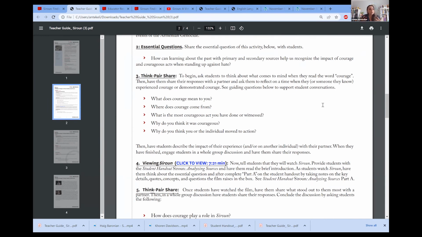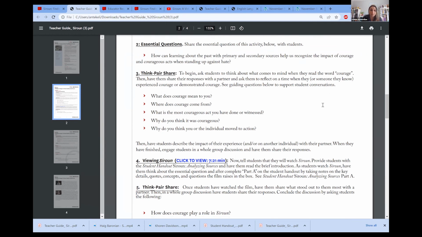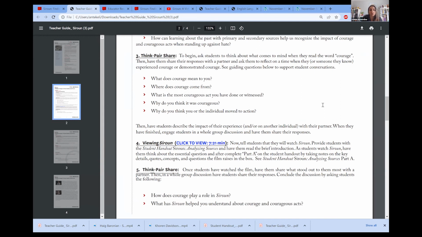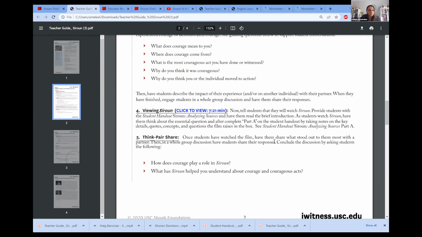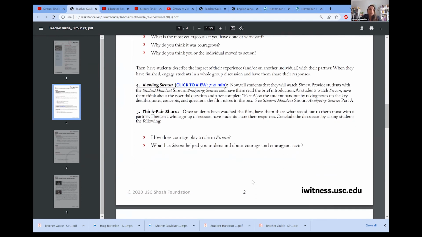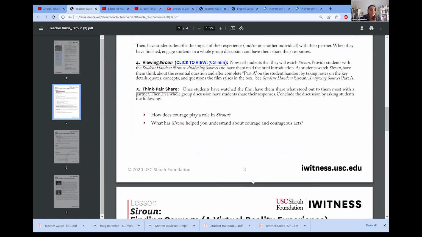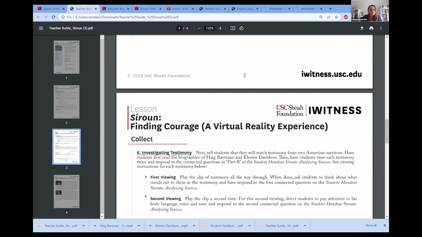So these are kind of introductory questions before we really go in and unpack the key example here with our film and our movie. Then we go into the movie, we show that, and then we have students reflect on how courage plays a role in this particular film and what the film helps them understand about this key concept.